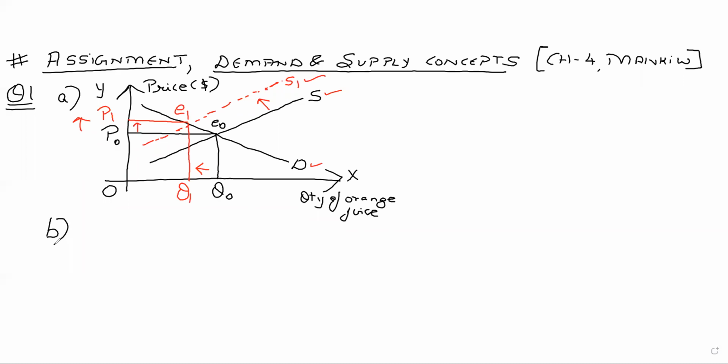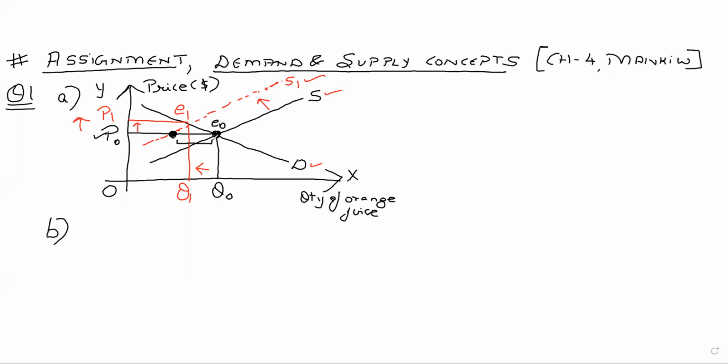Anyone has a doubt, please ask. Sir, in the A part, can we say that shortage will occur as demand remains constant and supply decreases? Yes, exactly. If you look at the same price P0, shortage will happen at the same price. This is my new supply, but this is my demand. This is nothing but the shortage.